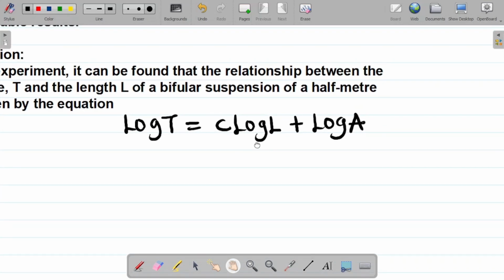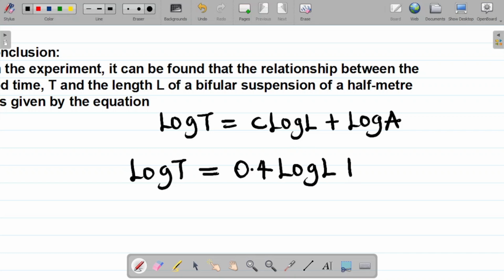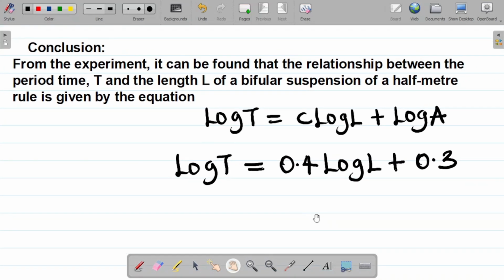If we want to impute values, we can say better still, the equation is most likely log t is equal to the value of c as we got, which was 0.4, into log L plus the log A we got, which was 0.3. So 0.3 as the exact value of log A. Right, so this was the equation we get. All right, so this is the solution to this experiment.